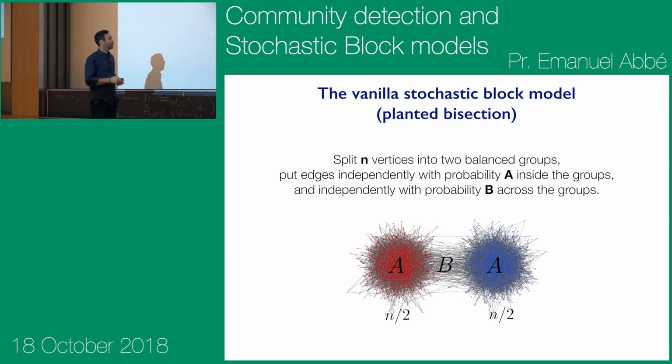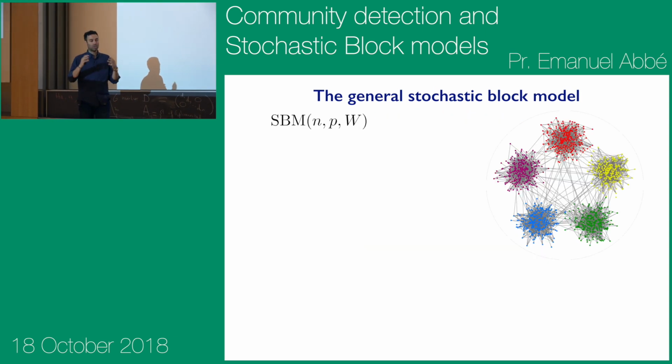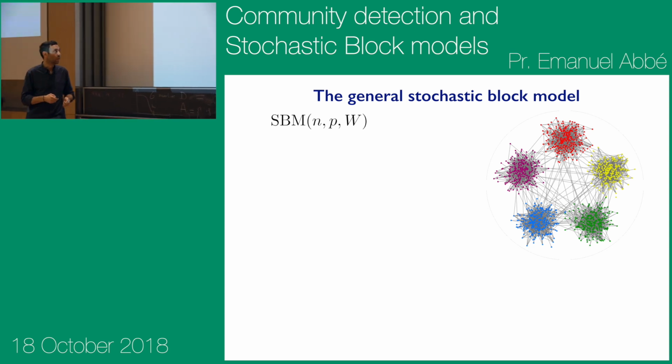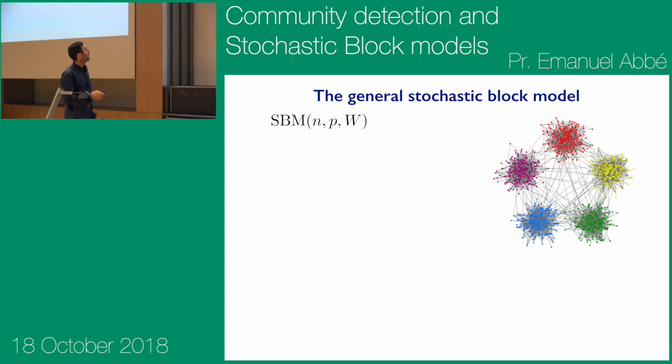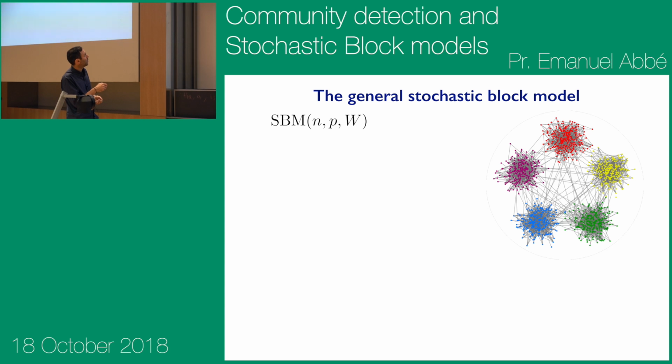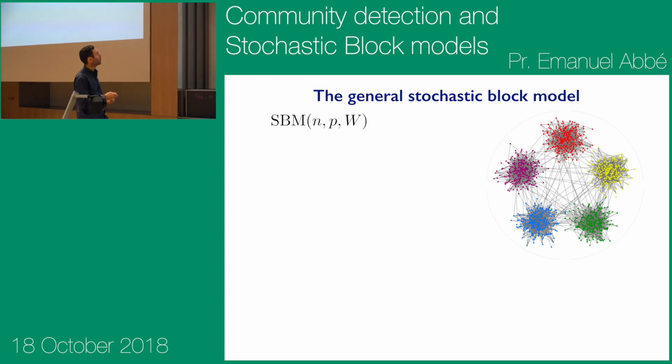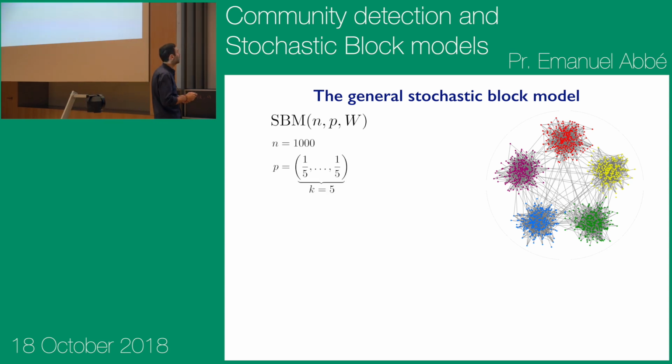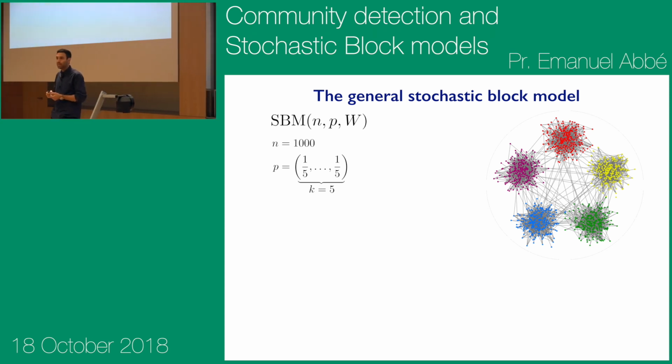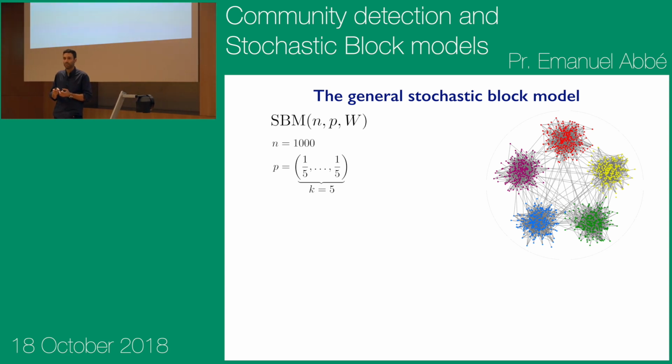Now that's the vanilla block model because you can define this in a much more general context where instead of having two groups, you have k groups. And in this case, you use the parameters n, p, W. So the n is the number of vertices, in this image 1,000. P now is going to be a vector which has 5 components in this example because I use k equal to 5 for 5 groups. So the dimension of P is the number of clusters. And Pi, the ith component of P, is the relative size of cluster i.